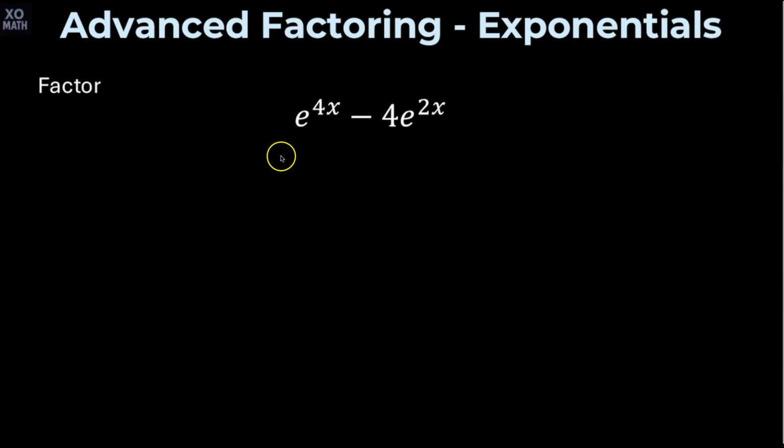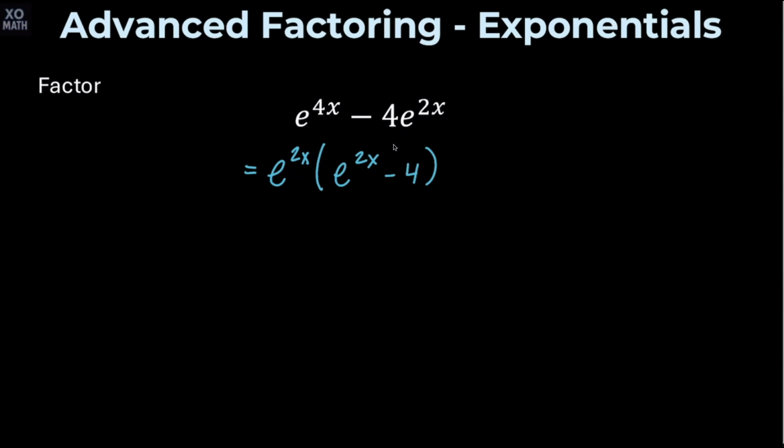Let's do another example. Let's go ahead and factor e to the 4x minus 4e to the 2x. This only has two terms, so we should look for the greatest common factor. Both of these have in common an e to the 2x. So if I factor out an e to the 2x, then in the first term I would subtract 2x from 4x, leaving me with an e to the 2x. And in the second term, if I factor out e to the 2x, I'm just left with minus 4.